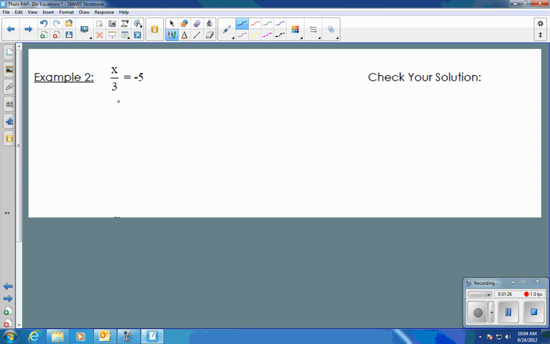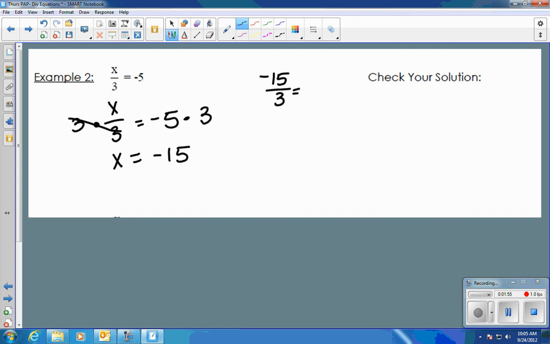Our next example is x divided by 3 equals negative 5. So how do I undo divide by 3? With multiply by 3. A divide by 3 and a multiply by 3 undo each other. So x is all that's left, and negative 5 times 3 is negative 15. So negative 15 divided by 3 is negative 5. Negative 15 divided by 3, two negatives make a positive. So yes, negative 5 equals negative 5, and that is a correct solution.